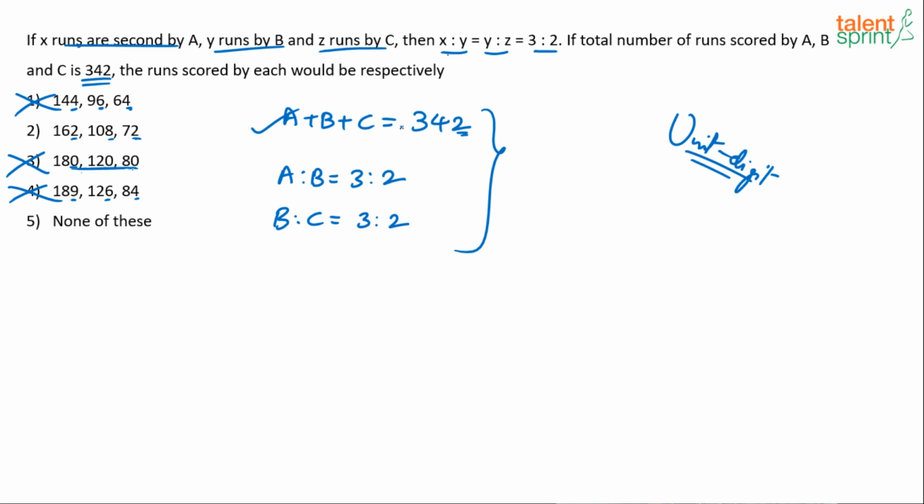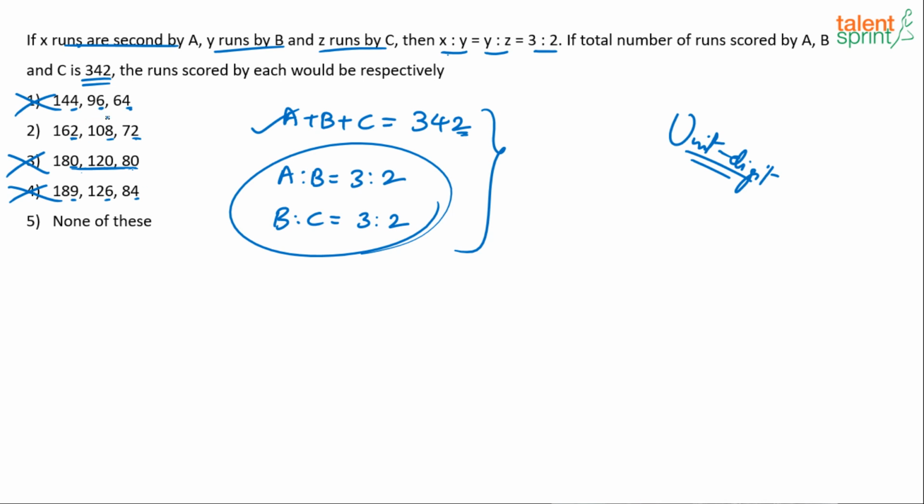A plus B plus C should be ending in 2. That condition is satisfied here. In fact, you can actually sum it up, right? 162 plus 108 is 270. 270 plus 72 is 342. Now check the other two conditions. If the other two conditions also satisfy in option 2, then that's your answer. Otherwise, you can mark option 5.